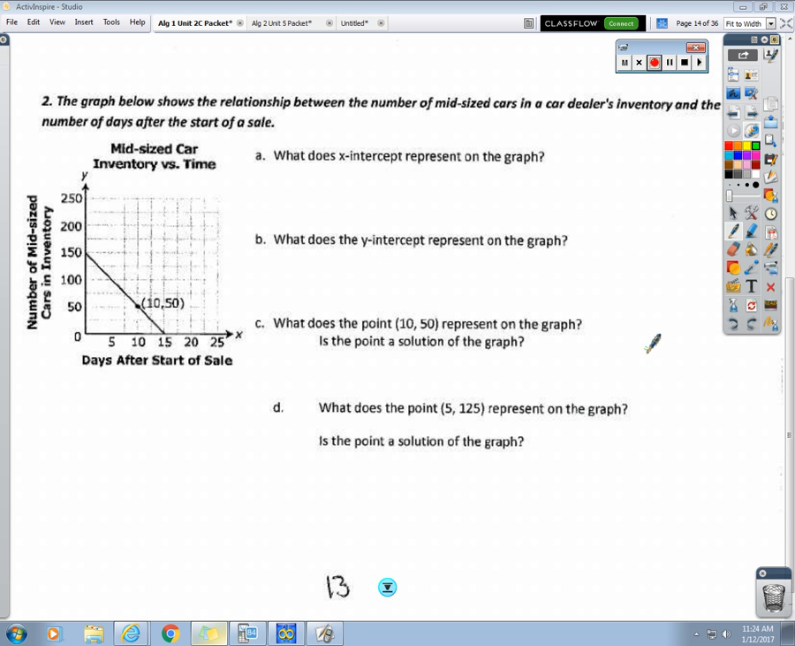The graph below shows the relationship between the number of mid-sized cars in a car dealer's inventory and the number of days after the start of the sale. What does the x-intercept represent on the graph? Well, what is the x-intercept? 15, 0. Okay, remember, the x-intercept is a point. And so a point has an x value and a y value. What does that 15 and 0 mean in words?